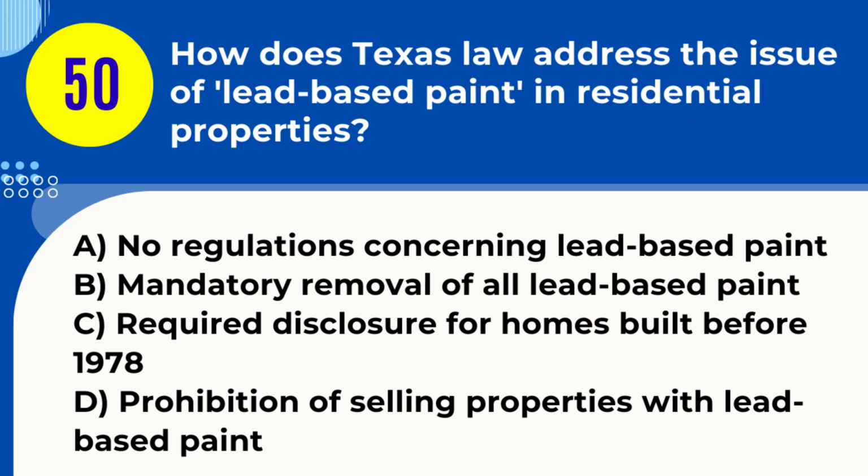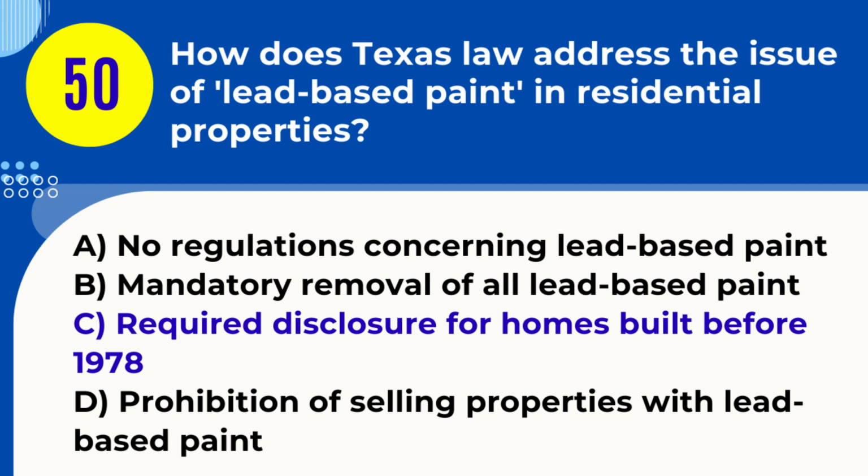Question 50. How does Texas law address the issue of lead-based paint in residential properties? A. No regulations concerning lead-based paint. B. Mandatory removal of all lead-based paint. C. Require disclosure for homes built before 1978. D. Prohibition of selling properties with lead-based paint.